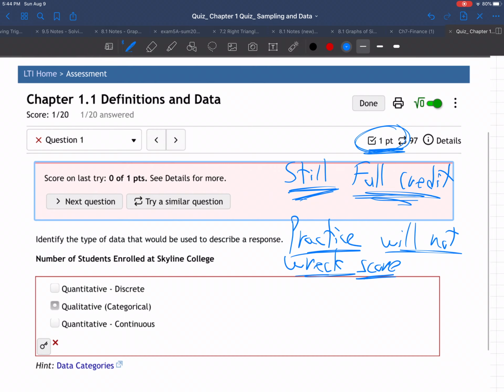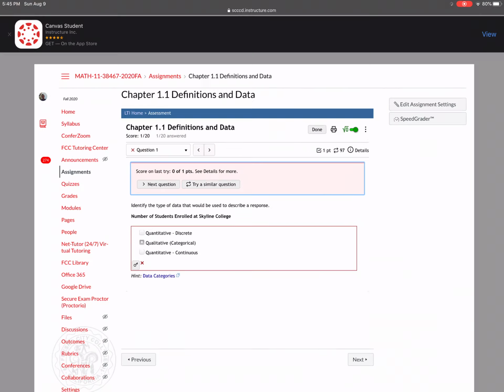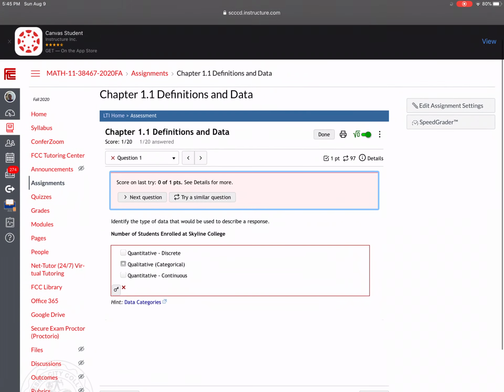And you can try more. It says your last try you missed it, but notice question 1 is still 1 point, full credit. You're good. So you can practice all you want and it won't wreck your score. Okay, let's go back now. Now I want to show you something else.